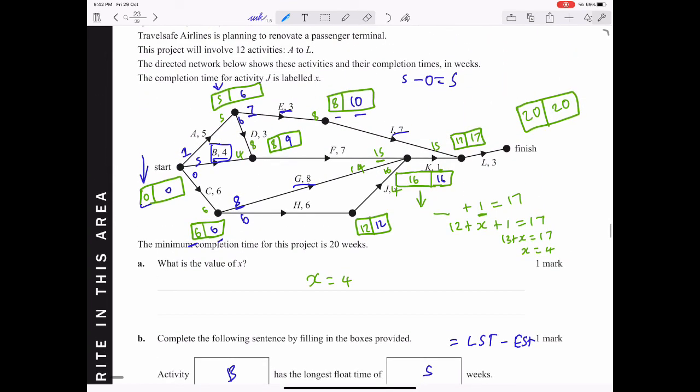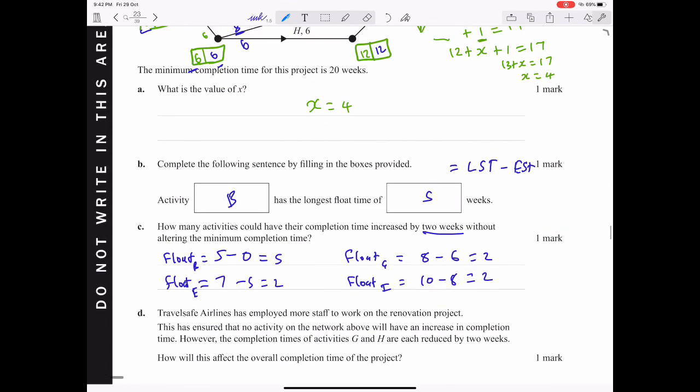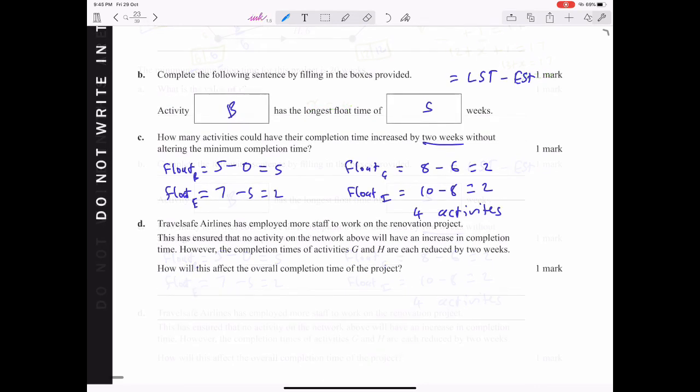So adding all those up, that is 4 activities. So therefore 4 activities could have their completion time increased without affecting the completion time of the project. D. TravelSafe Airlines has employed more staff to work on the renovation project. This has ensured that no activity on the network above will have an increase in completion time. However, the completion time of activities G and H are each reduced by 2 weeks. How will this affect the overall completion time of the project?